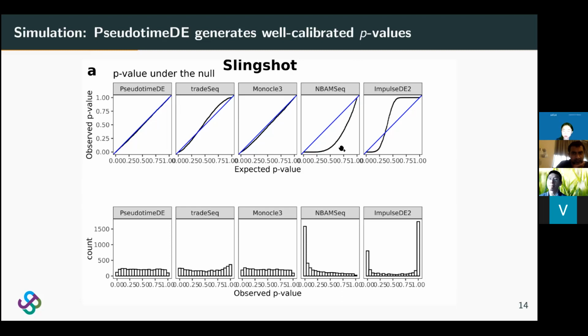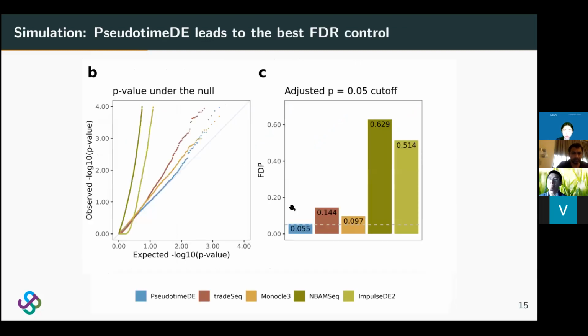Okay, so from this result, we see that the 2 bulk methods are definitely not suitable, while TreeSeq and Monocle 3 are doing a more reasonable job. But we noticed that here, TreeSeq has some, I would say, inflated p-value issue. Some of the p-values seem to be too big, because otherwise we should have a uniform distribution.